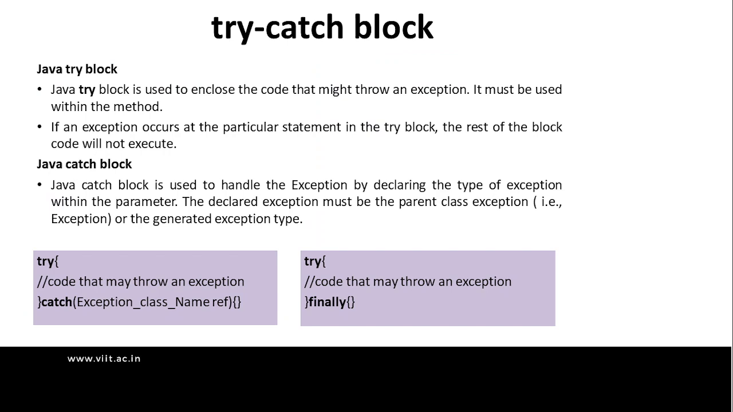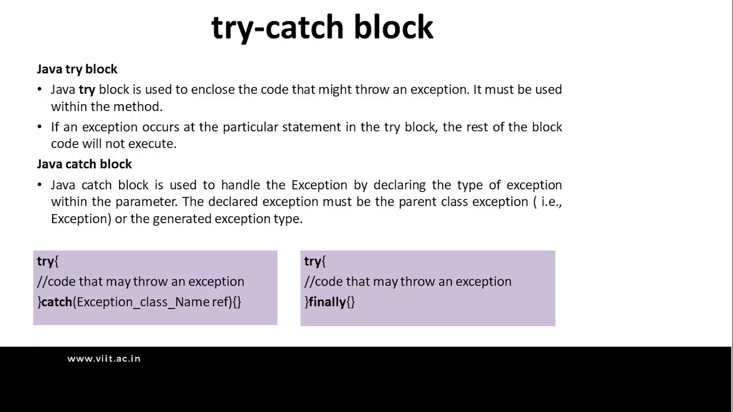Then the try catch block. A Java try catch block is used to enclose the code that might throw an exception. It must be used within the method. If an exception occurs at a particular statement in a try block, the rest of the block code will not execute. A Java catch block is used to handle the exception by declaring the type of exception within the parameter. The declared exception must be the parent class exception or the generated exception type.